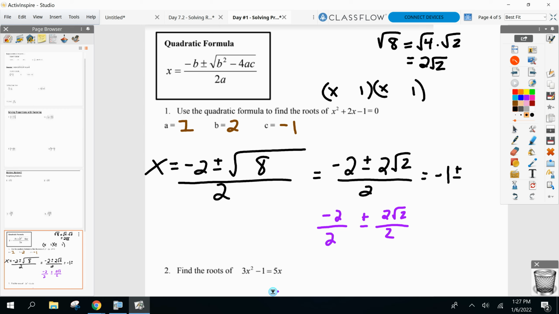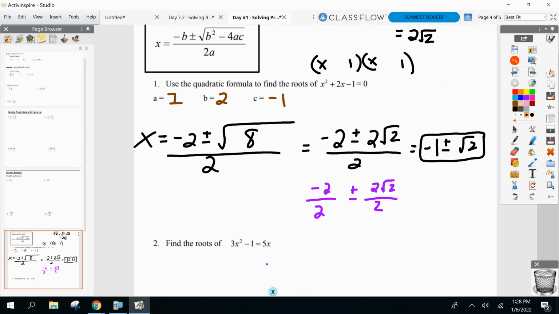What should I get on this side now? What's this going to reduce down to? Just 1 radical 2. There's your final answer. Simplified all the way. You have to divide both sides of the plus or minus by your denominator. Both sides. All right? Questions? Break down the radical. Divide each side by the denominator. All good? All right, let's go.